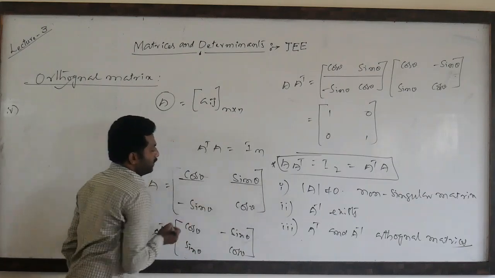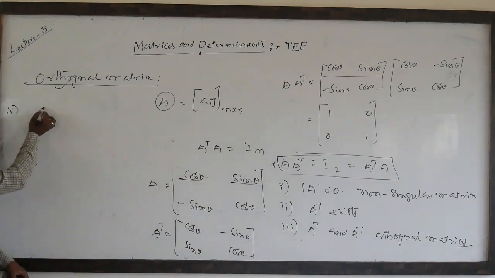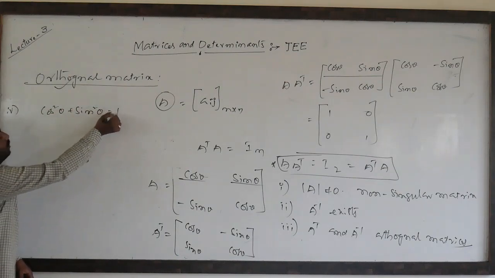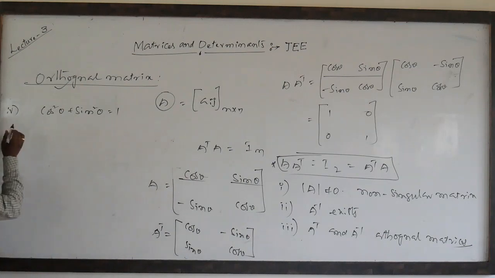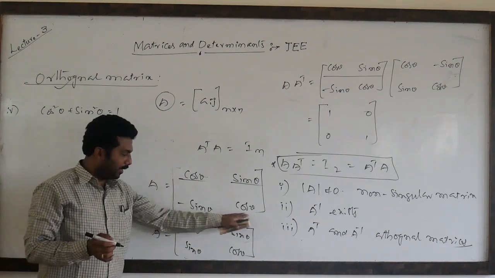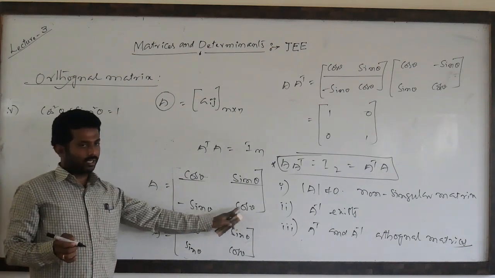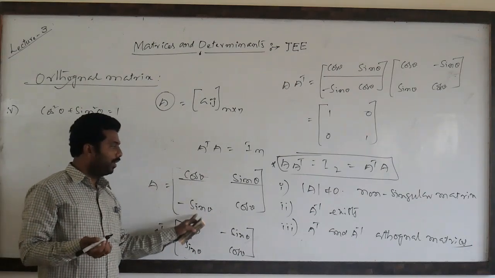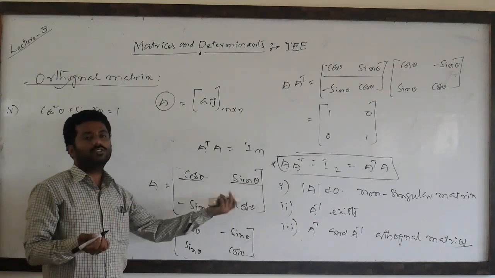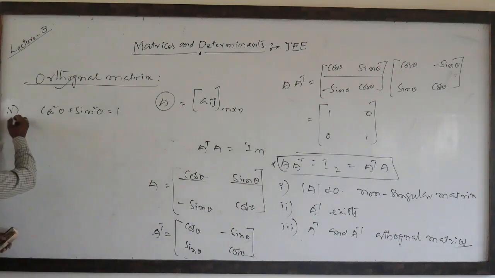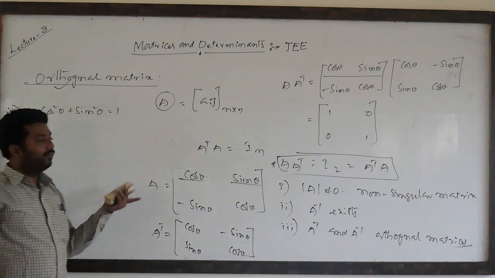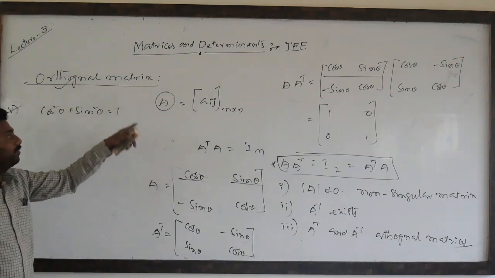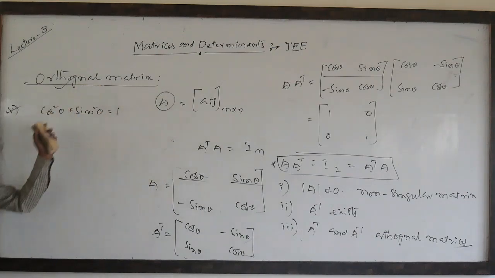The sum of the squares, cos square theta plus sin square theta, how much is it? 1. Next, if you take this row, sin square theta plus cos square theta is 1. First column, cos square theta plus sin square theta is 1. Second column, sin square theta plus cos square theta is 1. So if the sum of the squares of elements of any row or any column is 1, that is an orthogonal matrix. These are the identifications of whether a matrix is orthogonal or not.